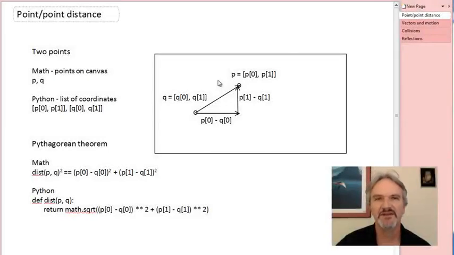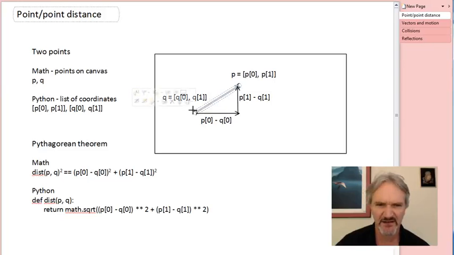Let's start by computing the distance between a pair of points on the canvas. You won't use this directly in Pong, but you'll certainly use it in Asteroids when you have to, for example, compute the distance between a missile and a rock. It'll also help us get in a vector mindset that we'll need to use for both Pong and Asteroids. Okay, the starting point is going to be a pair of points on the canvas.